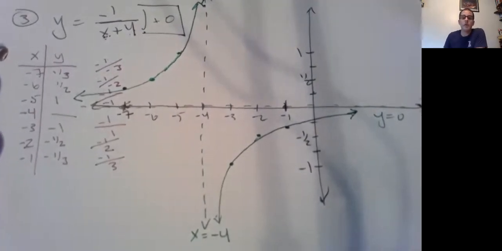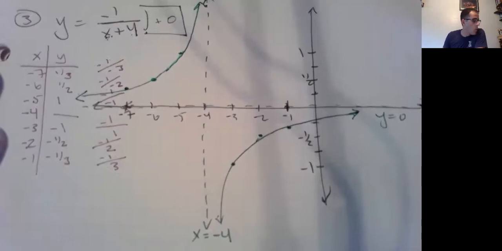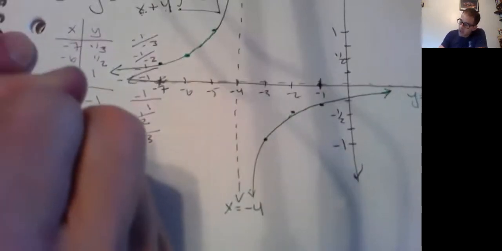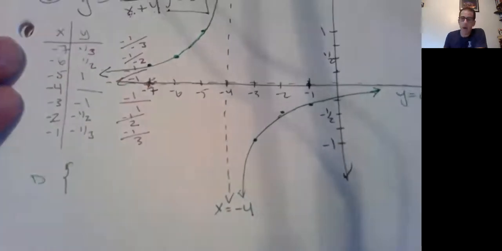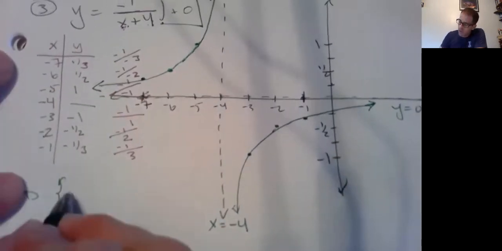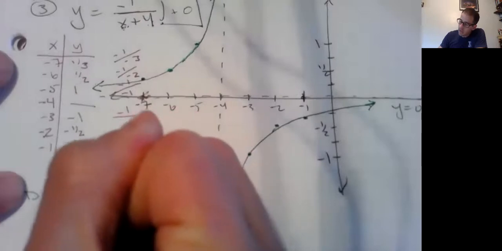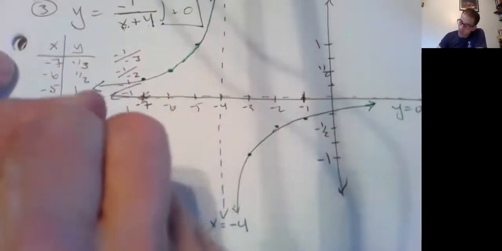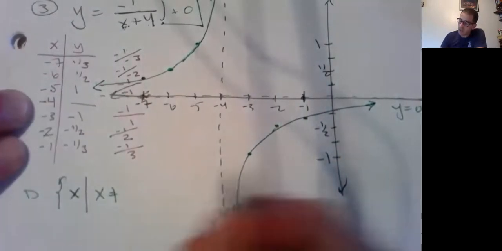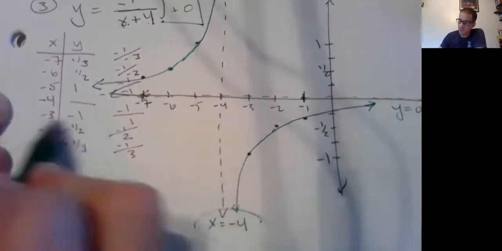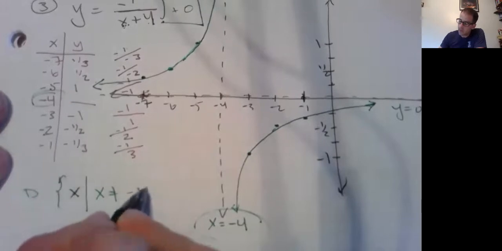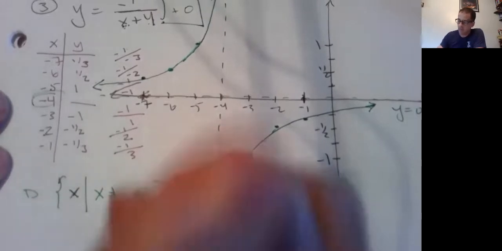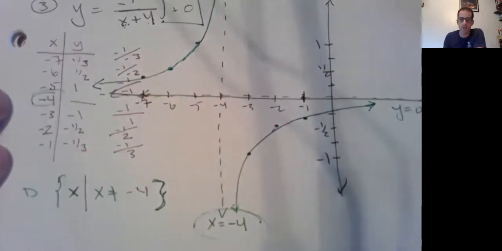Okay, let's talk about the domain and the range. What is the one x that I could not use for my rational function? Curly brace, my domain are all the x's that I want, such that x does not equal -4, curly brace. Ugh, ugly curly brace.